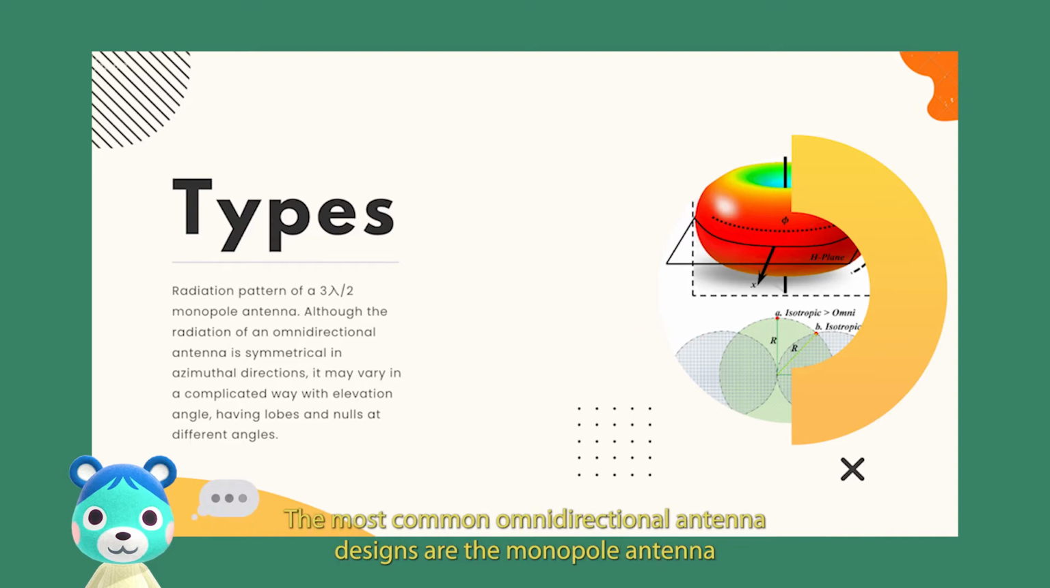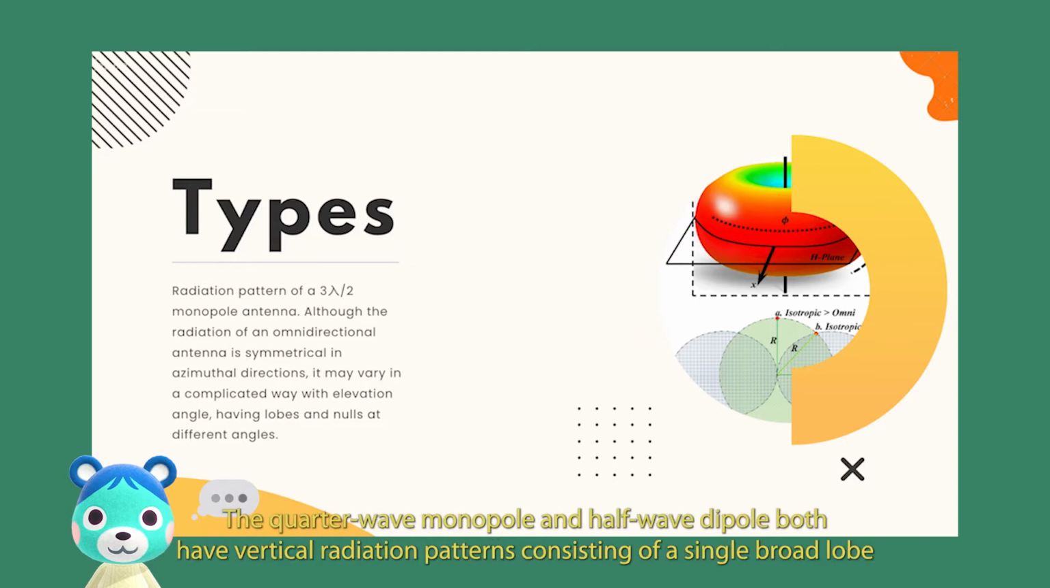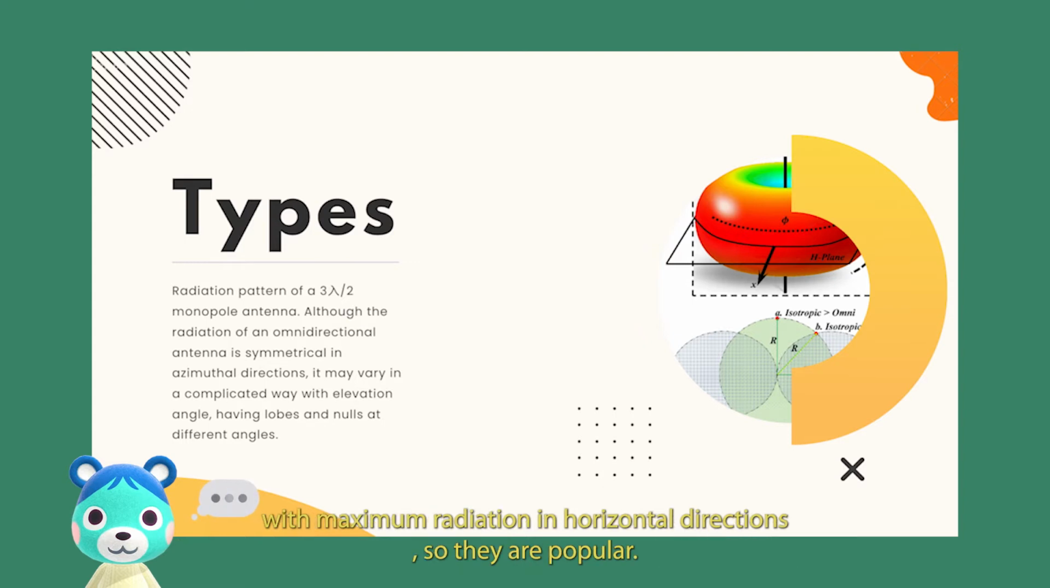The most common omnidirectional antenna designs are the monopole antenna, consisting of a vertical rod conductor mounted over a conducting ground plane, and the vertical dipole antenna, consisting of two collinear vertical rods. The quarter wave monopole and half wave dipole both have a vertical radiation pattern, consisting of a single broad lobe with maximum radiation in the horizontal direction.